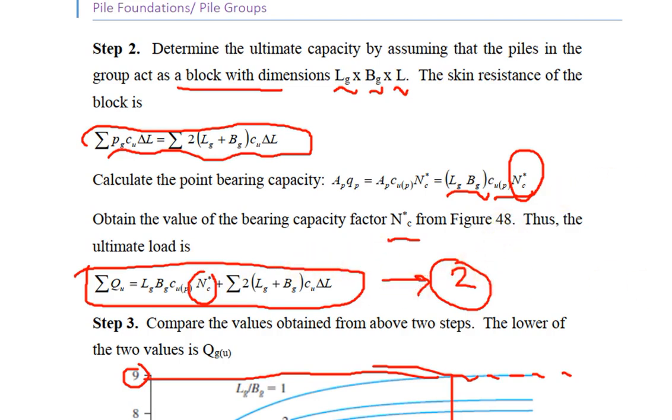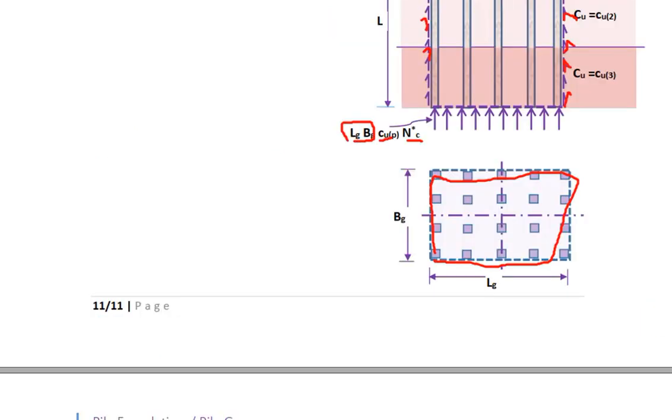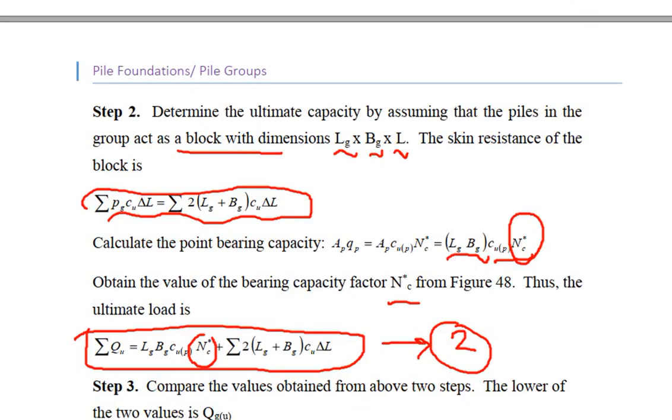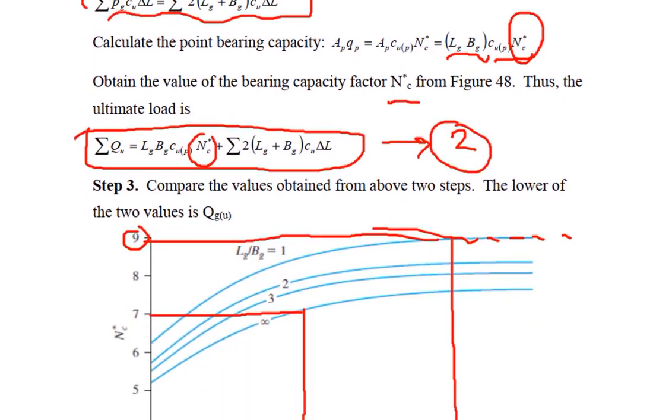In this book, he assumes alpha equal to 1. Therefore, to compute the ultimate bearing capacity, we have to solve for 2 cases. First, compute the ultimate bearing capacity based on the bearing capacity of the individual pile. Second, compute the ultimate bearing capacity based on the block shear failure. And in step 3, choose the lower value of the ultimate bearing capacity.